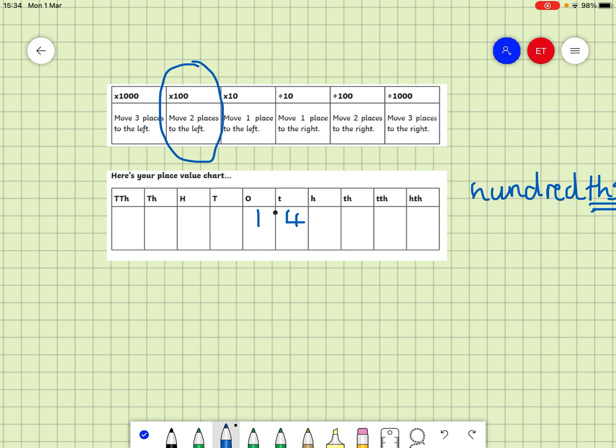If I'm multiplying by 100, remember, each digit moves 2 places to the left. So the ones become hundreds, and the tenths become tens. So that would mean that it is 140 centimeters. So 1.4 meters equals 140 centimeters. And to get that, we just multiplied by 100.